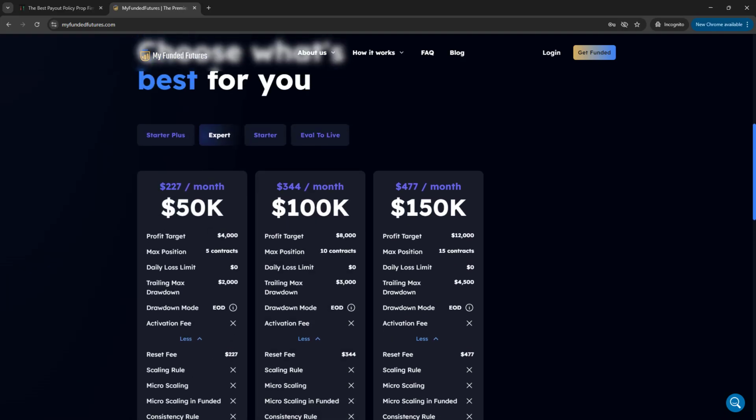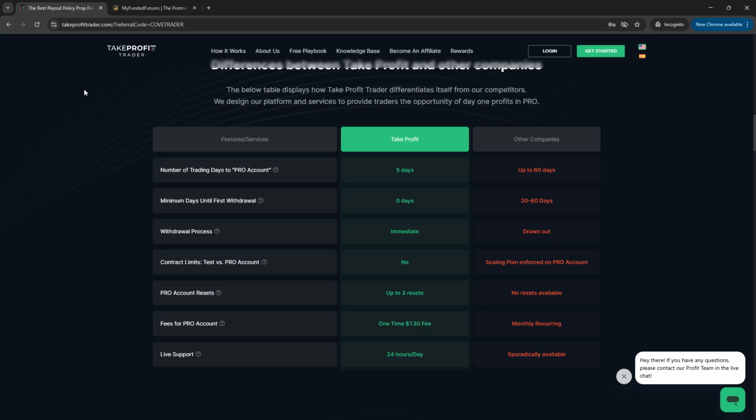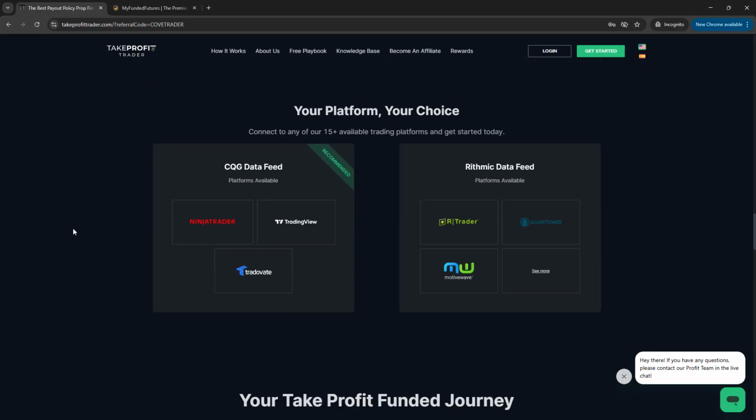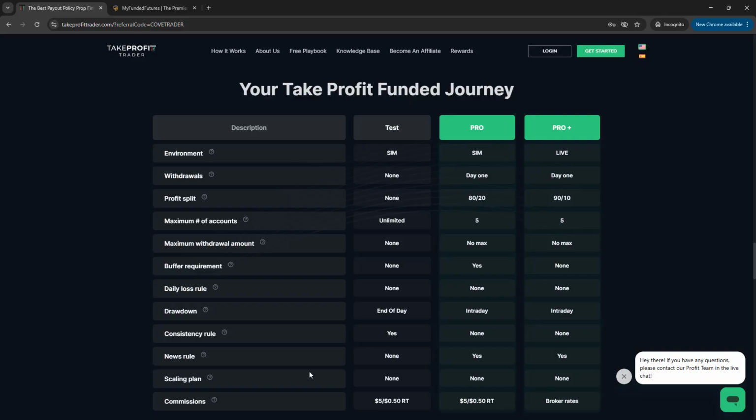There's a lot of different accounts and a lot of options with My Funded Futures. Take Profit Trader is really cut and dry. You get the account, you pass it within 5 days, you go to Pro. There's no consistency rule. You could take out money once you pass the buffer. If it's a 50K account and you go over 52,000, you could take out any amount of money. Once you hit $5,000 of withdrawals or more, you can go to Pro Plus. Pro Plus is the live account, and you can have up to 5 of them. So if you don't like rules and you just want to trade however you want, Take Profit Trader is the way to go. And that's where a lot of people go.